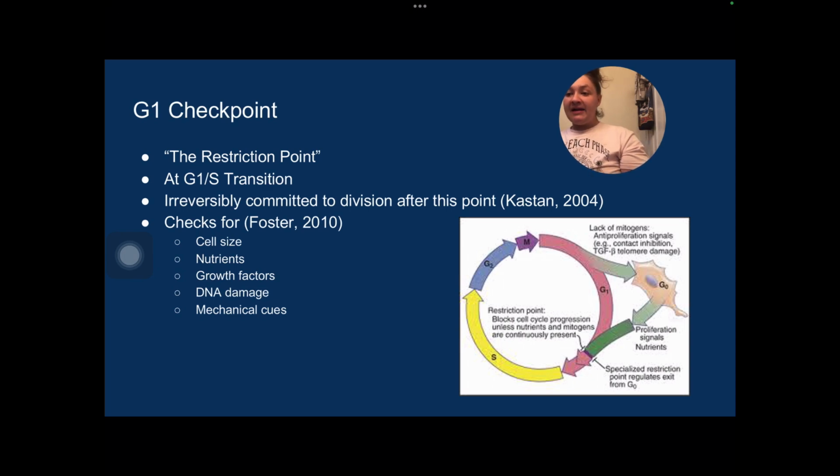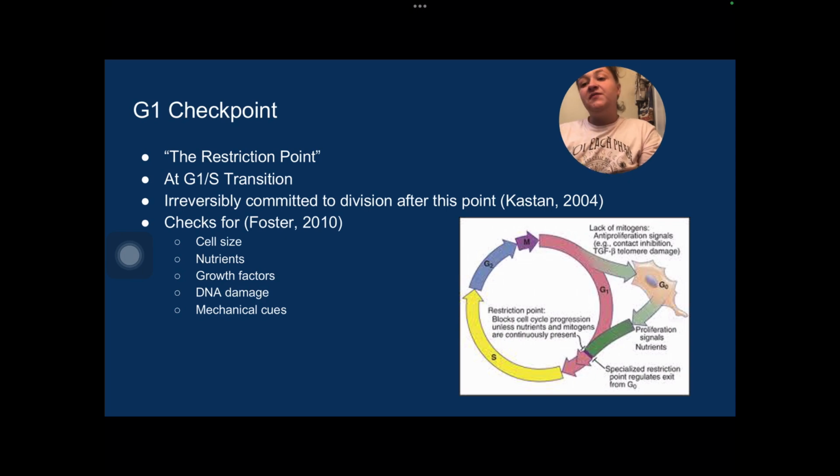Growth factors bind to cell surface receptors, initiating a cascade of intracellular signals, mainly through the PI3K, AKT, and mTOR pathways. These signals promote cellular growth by increasing protein synthesis and inhibiting protein degradation. Adequate growth factor signaling indicates that the cell has reached the necessary size to proceed.